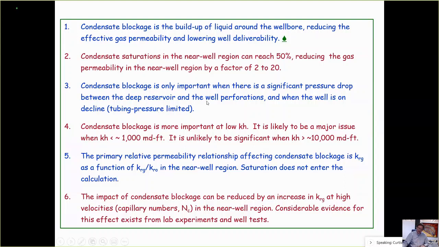Condensate blockage is only important when there is a significant pressure drop between the deep reservoir and the well perforations. That's what we talked about on day 1. Basically, if most of the pressure drop is in the tubing, so-called, this is what Fetkovich used to call the tubing limited wells. Tubing limited wells, you don't mess with the reservoir. You don't stimulate, you don't do hydraulic fracturing. If it's a tubing limited well, you try to get bigger tubing in the well as an engineer.